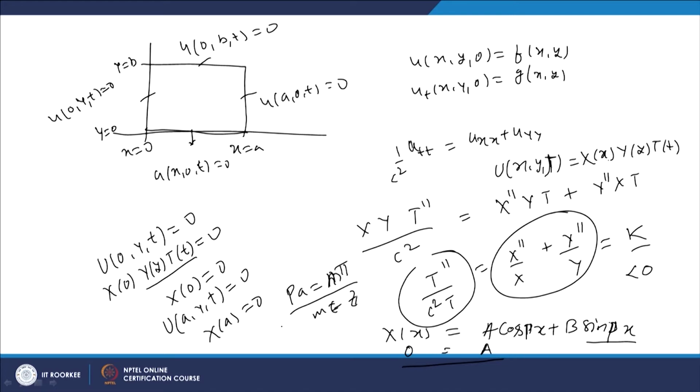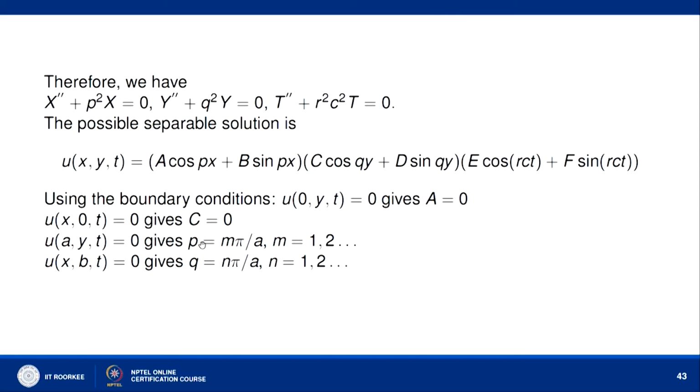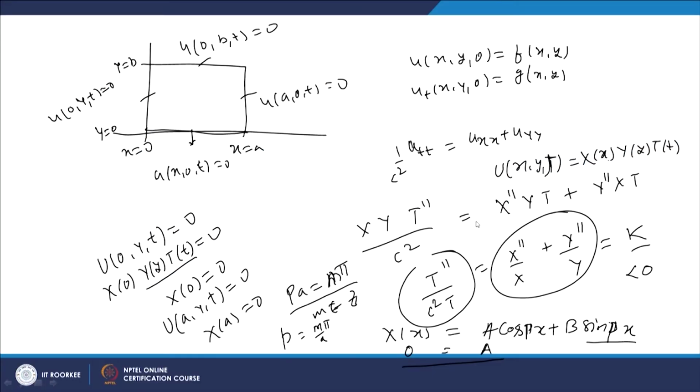So it means that p is now written as m pi by a. So which is what we have written, p equal to m pi by a, where m is from 1 to infinity and so on.